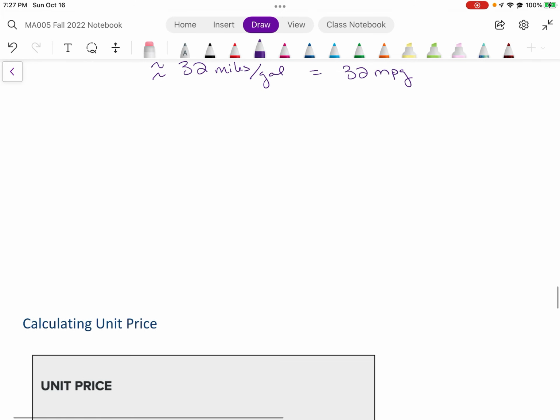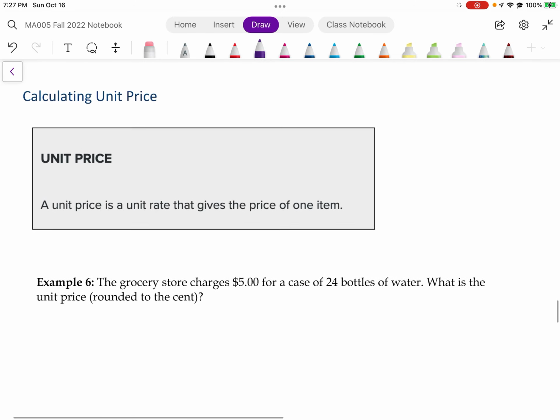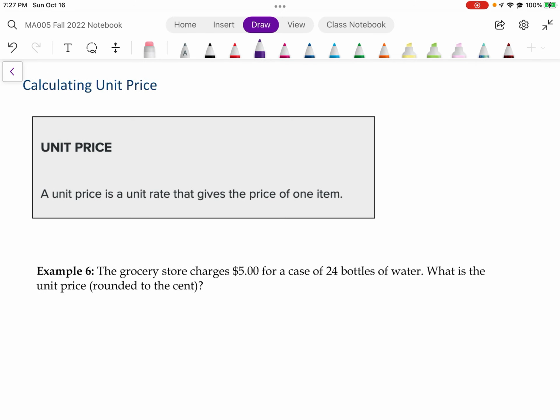Okay, so moving on, calculating a unit price. A unit price is a unit rate that gives the price of one item. So the grocery store charges $5 for a case of 24 bottles. What is the unit price?